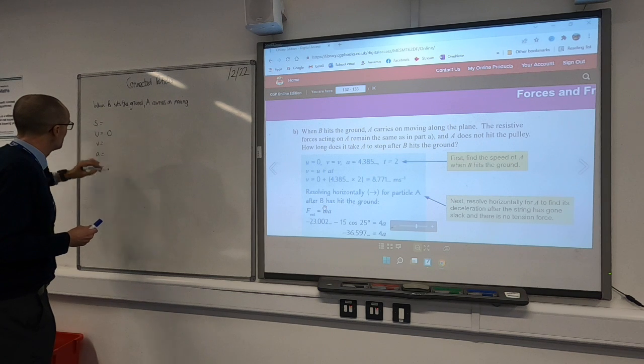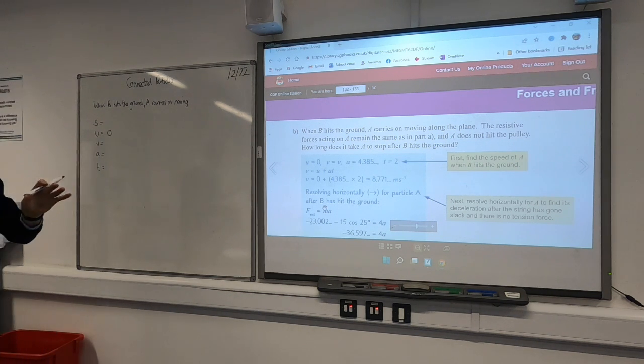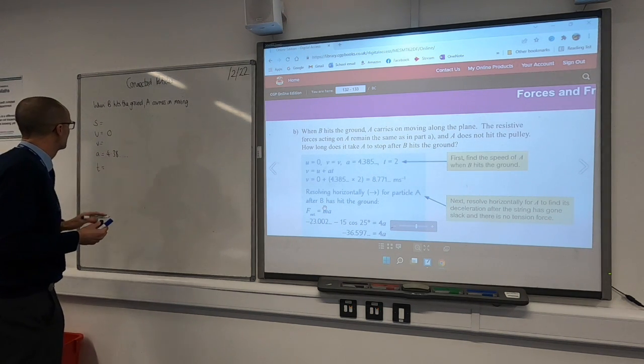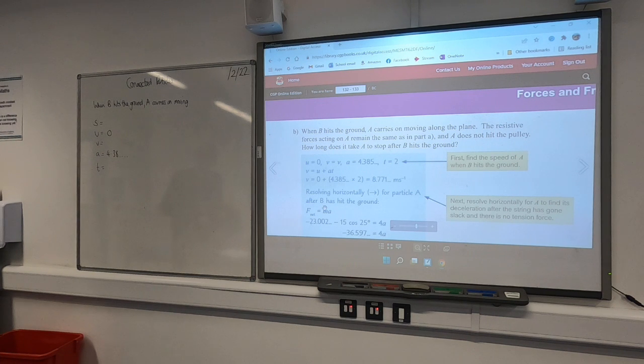So it started from 0. The acceleration is that value we've got stored on our calculator, so the acceleration is 4.39, 4.3, yeah, so hopefully you got that. And it goes for 2 seconds. So we want to work out how fast it's going.